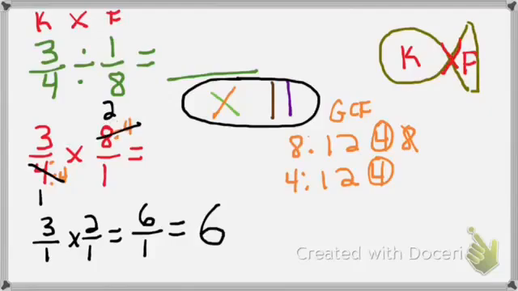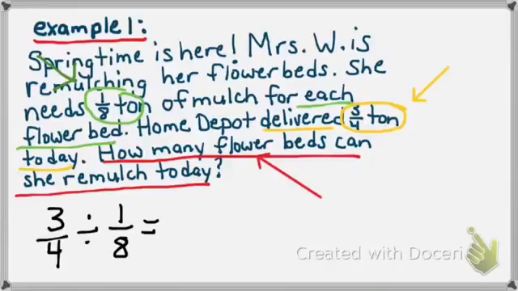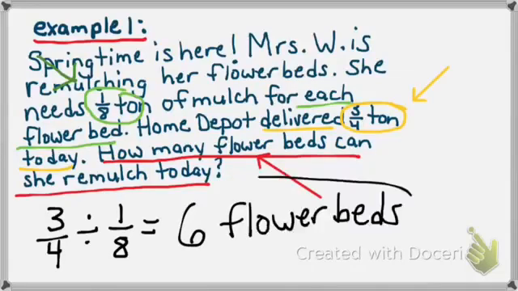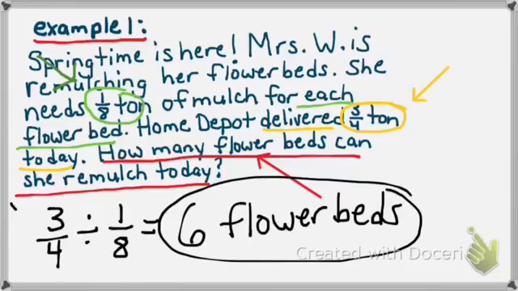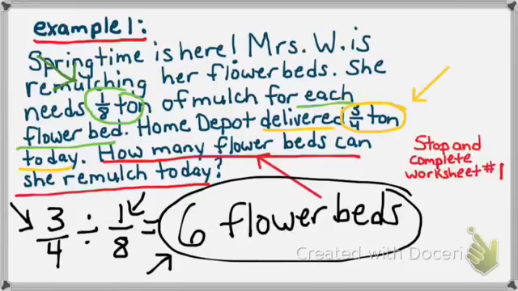What does that mean? Well, that means how many flower beds can I remulch today? I can remulch 6 flower beds. So I started off with 3/4 of a ton of mulch. I put 1/8 of a ton in each garden. I was able to remulch 6 flower beds. Please stop the video and complete worksheet number 1 right now.